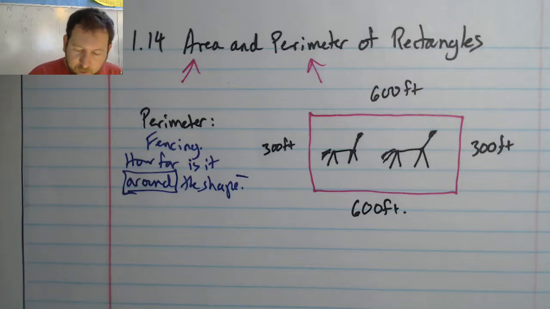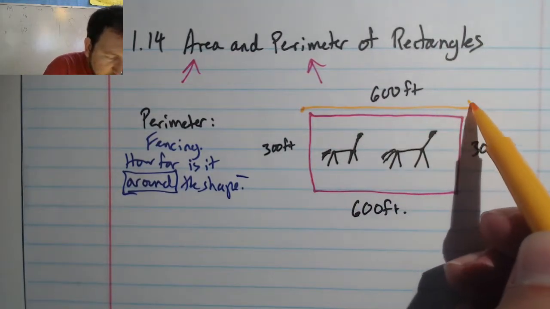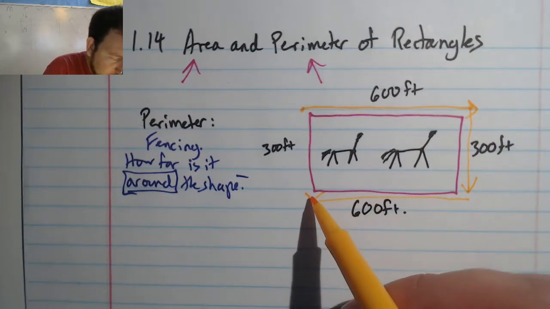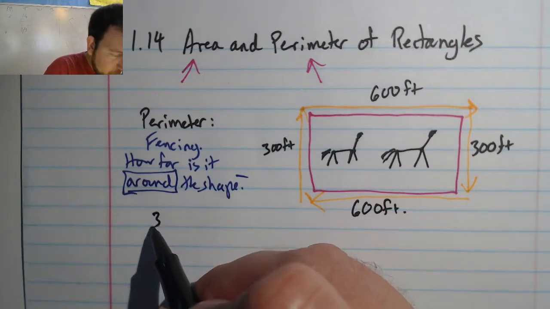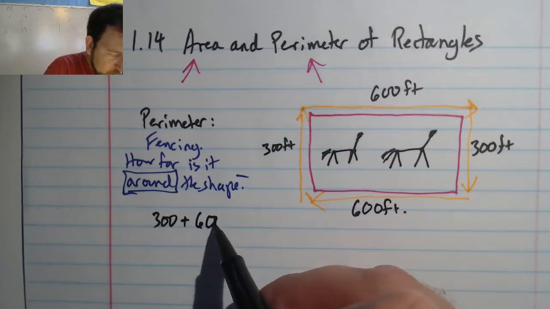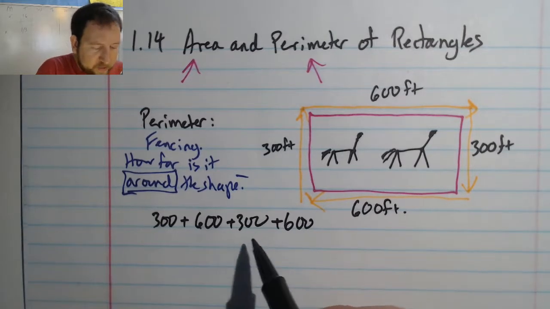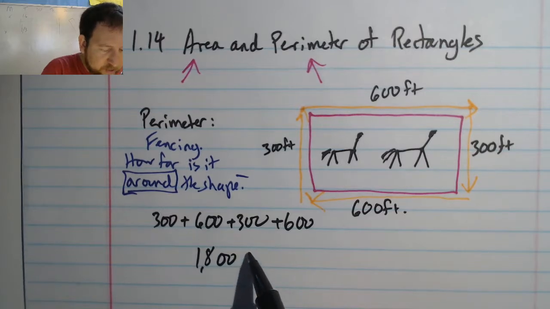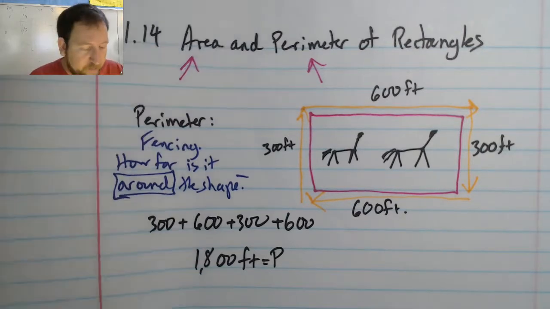So if I wanted to find my perimeter in this case, I would need to start in one corner and then buy my fencing all the way around. Oops, that's a terrible arrow. That means I would need to add up all my sides. So I would have 300 plus 600 plus 300 plus 600. This would give me, what is this? 600 times 3, 6, 12, 18, 1,800 feet. And that would be equal to the perimeter of this shape.